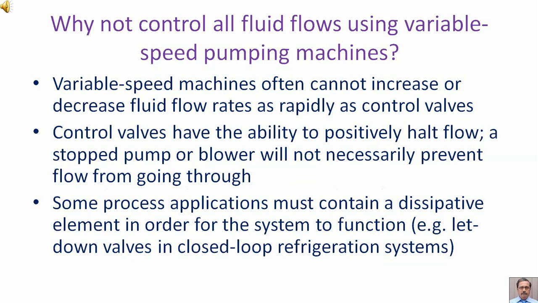Variable speed machines often cannot increase or decrease fluid flow rates as rapidly as control valves. Control valves have the ability to positively halt flow. A stopped pump or blower will not necessarily prevent flow from going through. Some process applications must contain a dissipative element in order for the system to function, for example, let-down valves in closed-loop refrigeration systems.